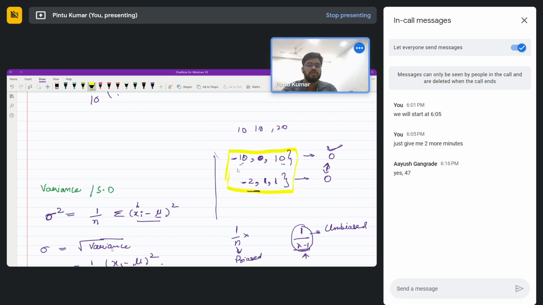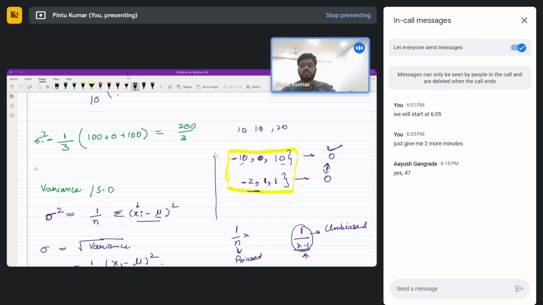We know that their mean was 0. So let's calculate the variance for the first one. This sigma square, I'll use 1 by n, let's say, is xi minus mean, that is 10, this is 100, plus 0 plus 100. So the variance is 200 by 3.